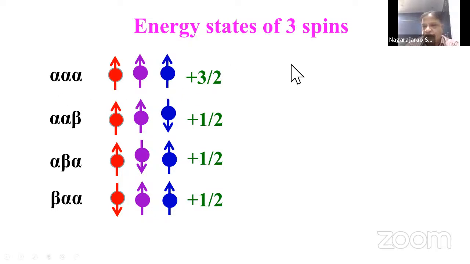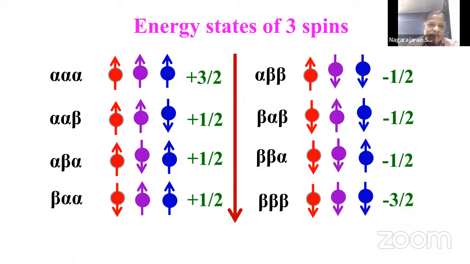Then, if you take the total magnetic quantum number, half, half, half, it will become 3 by 2. Similarly, if it is other possible states, alpha, alpha, beta, this will become plus of, minus of, is plus of. Like that, you can have 12 possible energy states corresponding to 12 possible orientations of 3 nuclear spins. Each of them has alpha and beta.